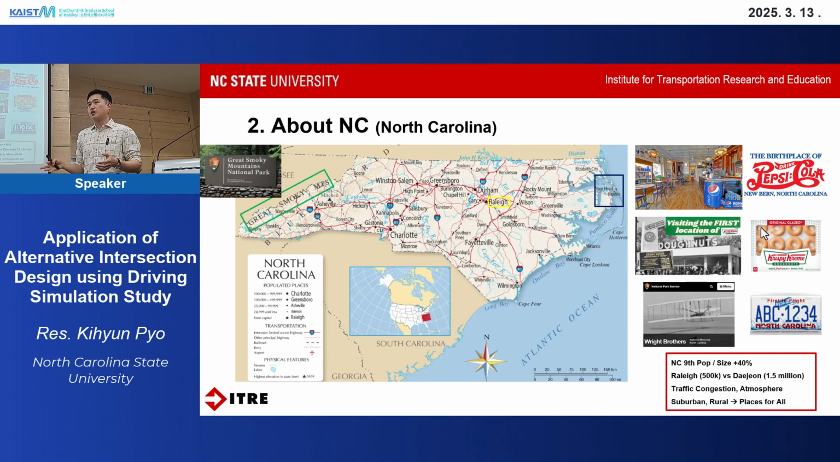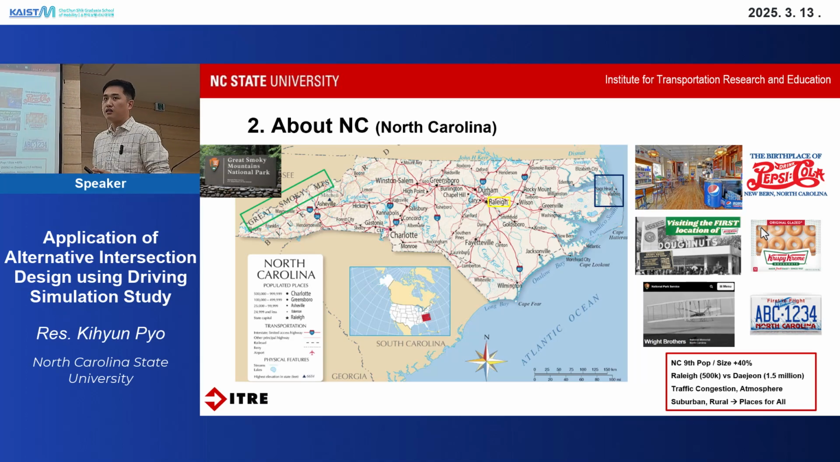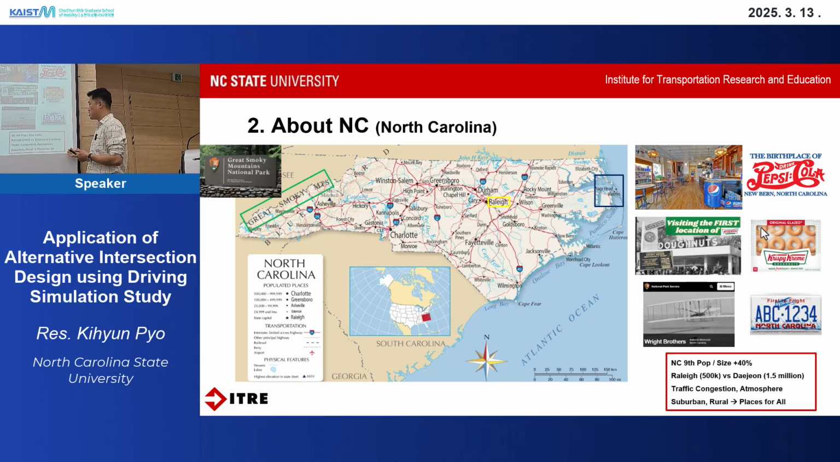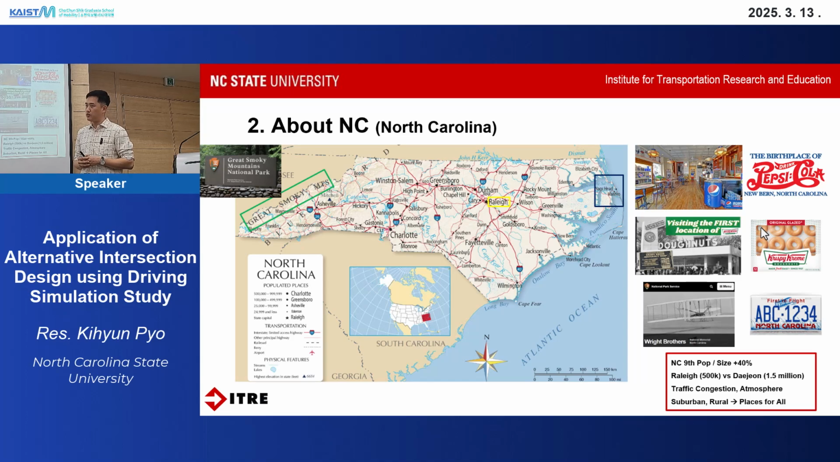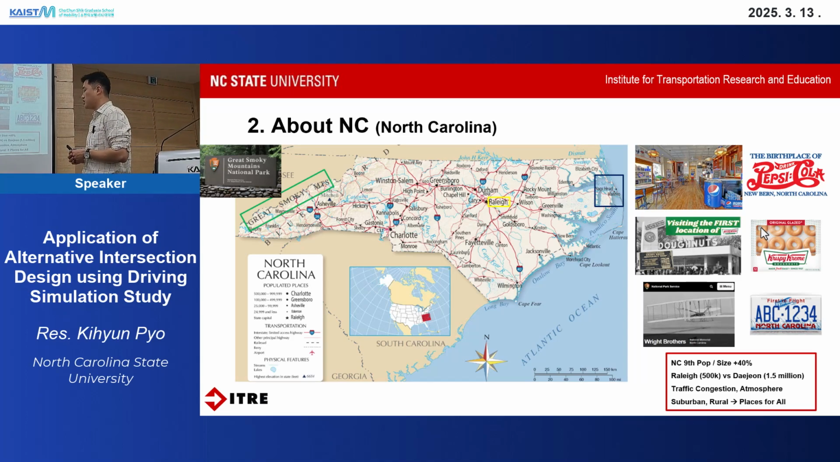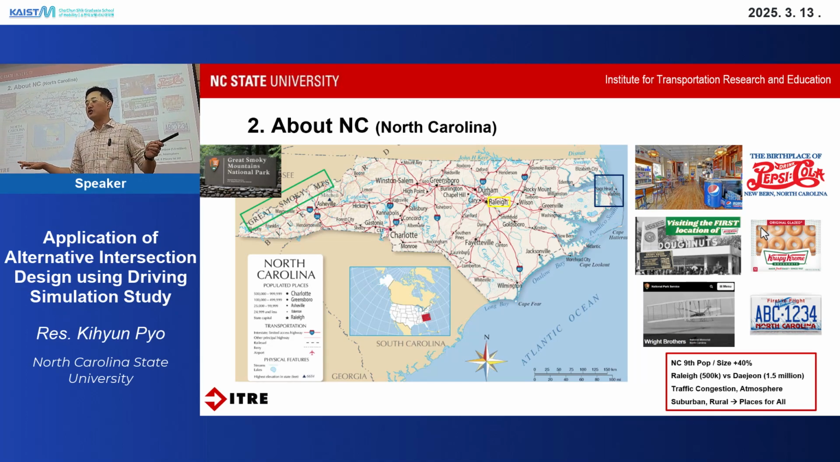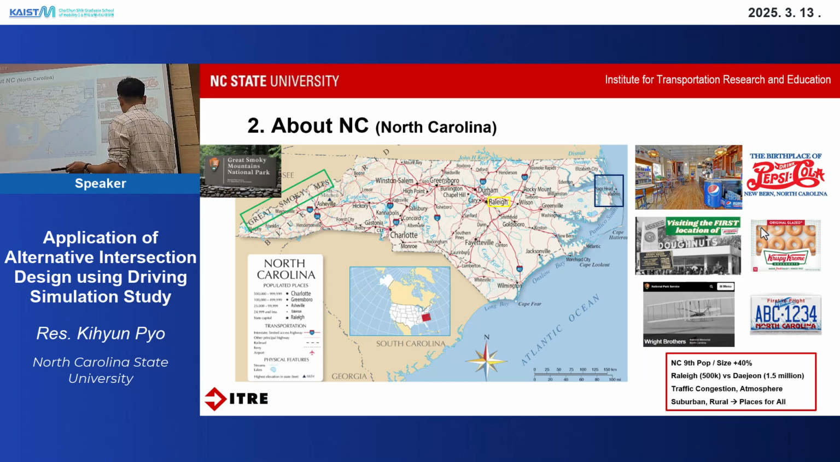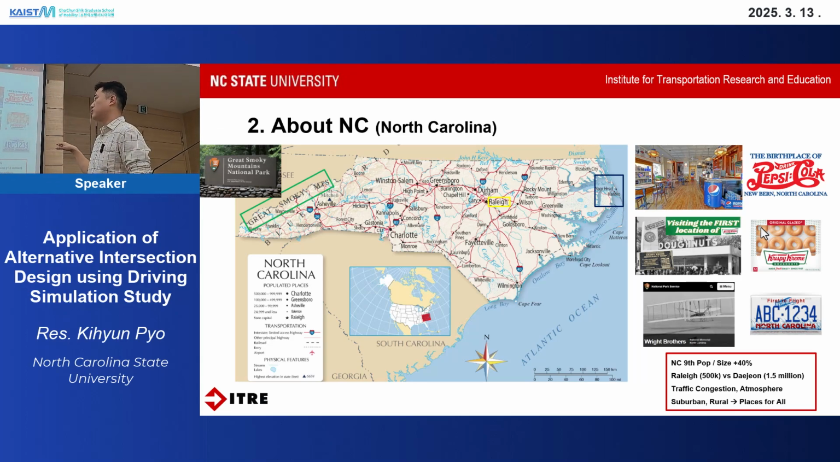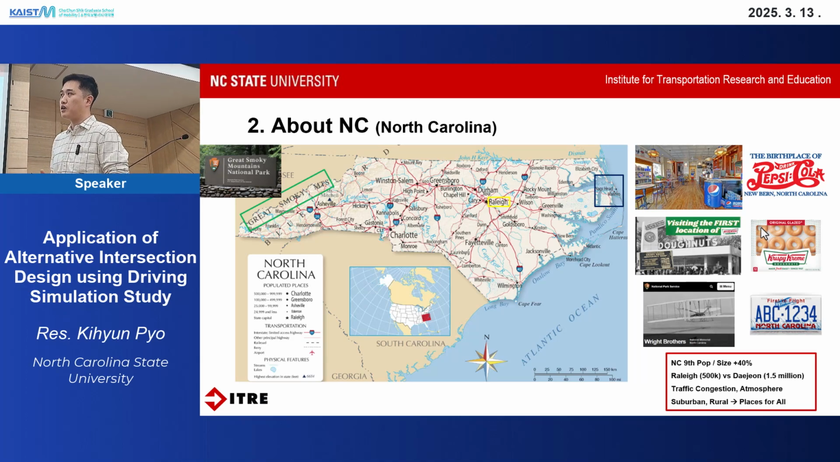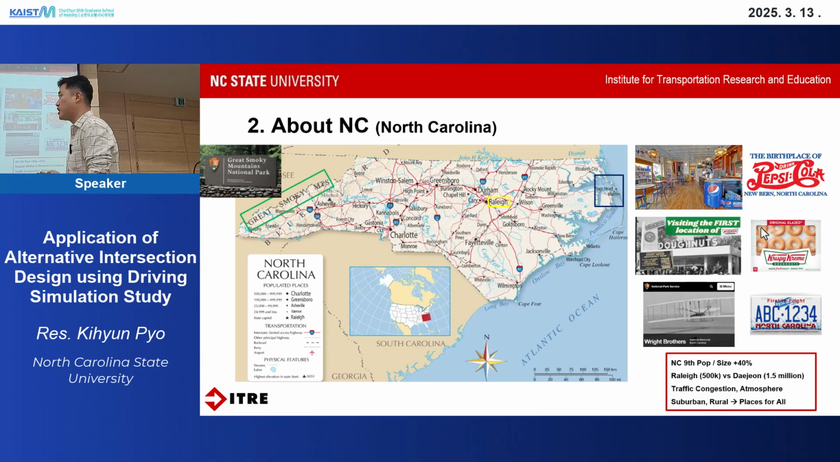Yeah, which means population density is considerably lower than Korea, which means traffic congestion is not too severe, the atmosphere is very quiet, and the air quality is also very fresh. They are usually suburban and rural areas, which means it is possible to locate and install alternative interchange types instead of the standard and typical intersection.